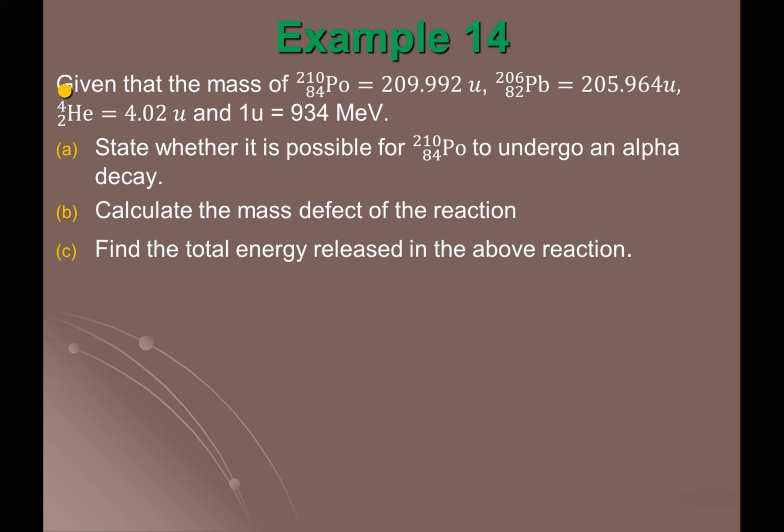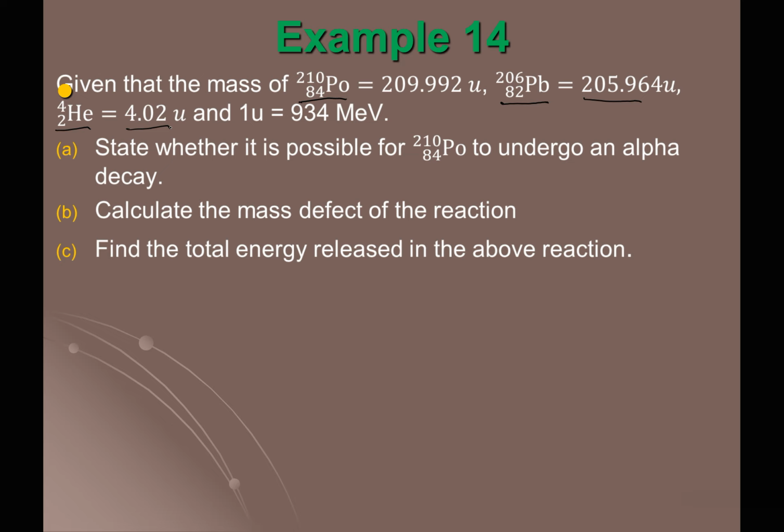So we have PO giving us Pb plus helium. The total mass on the right hand side is the mass of Pb plus the mass of helium. And when I check from my calculator, it is less. So there's a difference in mass. So the loss in mass is compensated for by the emission of energy. So the reaction is possible.